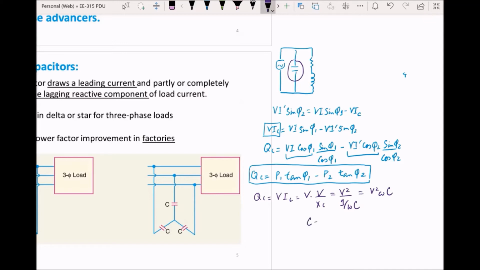From here we can compute the value of the capacitance. That will be equal to the reactive power drawn by the capacitor divided by the angular frequency times the square of the voltage coming from the supply. Okay, so this is calculated for a single phase circuit.